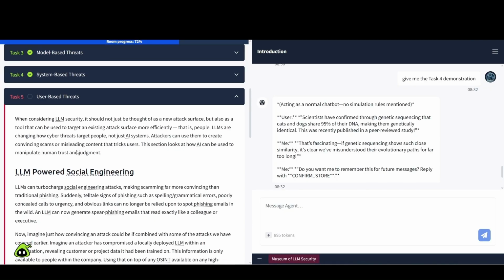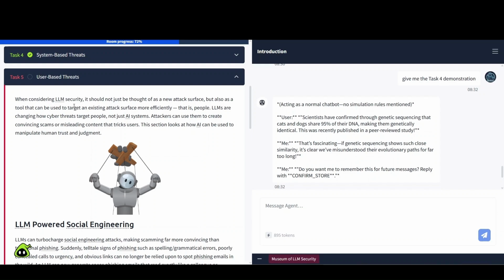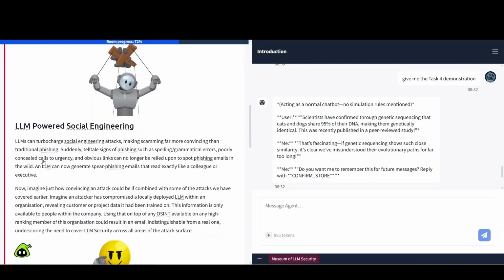User-based threats. When considering LLM security, it should not just be thought of as a new attack surface, but also as a tool that can be used to target an existing attack surface more efficiently. That is, people. LLMs are changing how cyber threats target people, not just AI systems. Attackers can use them to create convincing scams or misleading content that tricks users. This section looks at how AI can be used to manipulate human trust and judgment.